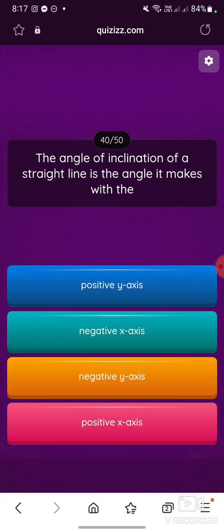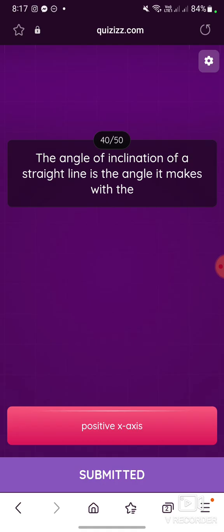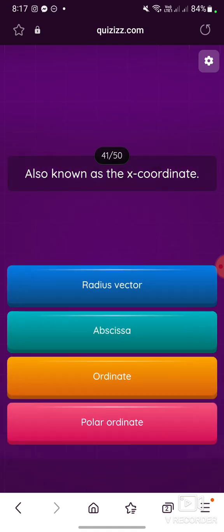The angle of inclination of a straight line is the angle it makes with the... also known as the x-coordinate.